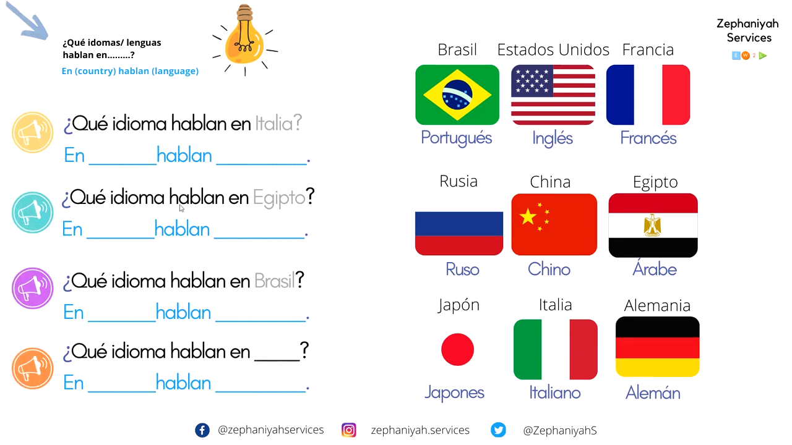¿Qué idioma hablan en Egipto? En Egipto, that's right, hablan árabe. Excellent. Muy bien. Okay, the next one. I'm thinking of my sister Soleya when I say muy bien now. Okay, next one.